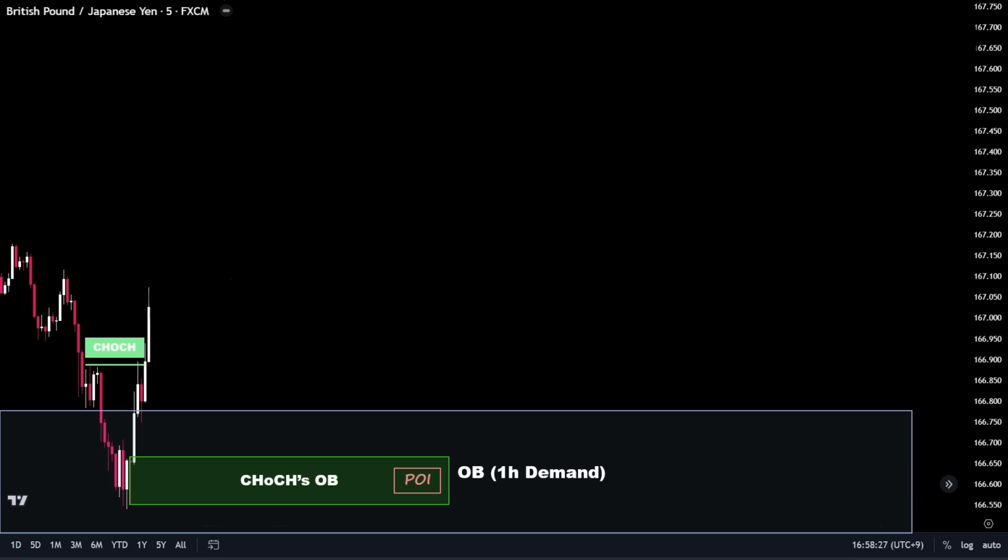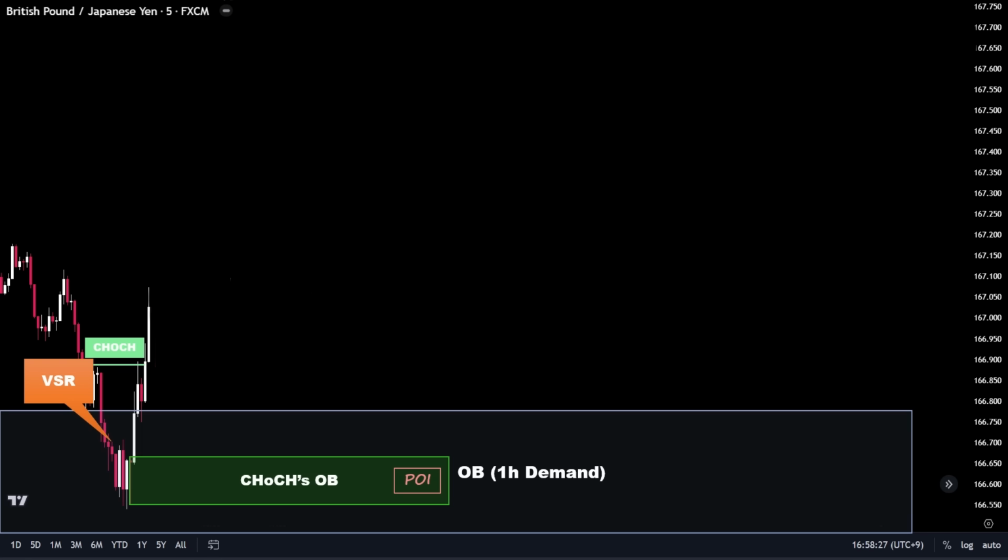Furthermore, we notice the presence of this VSR pattern, indicating a strong rejection from the higher timeframe's demand zone. This pattern adds further confirmation to our entry decision, suggesting that this zone presents a higher probability for a long position. With these confluences aligning, we have increased confidence in our trade setup.